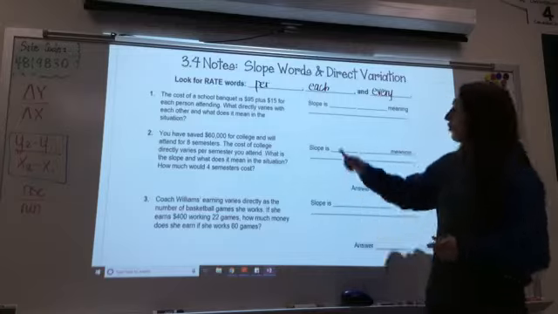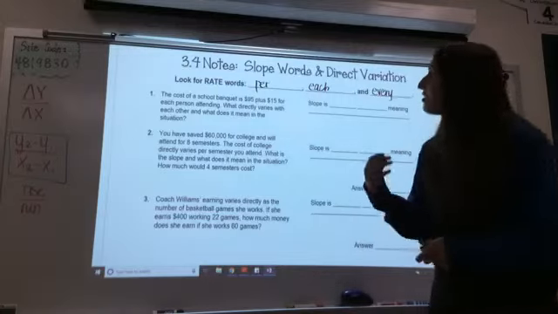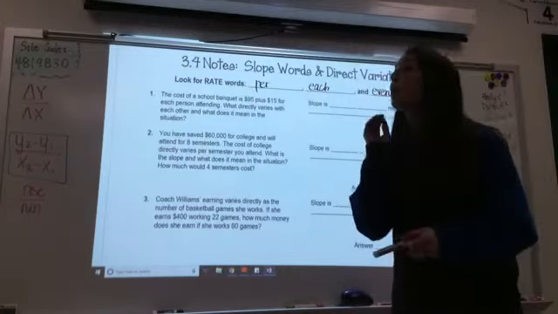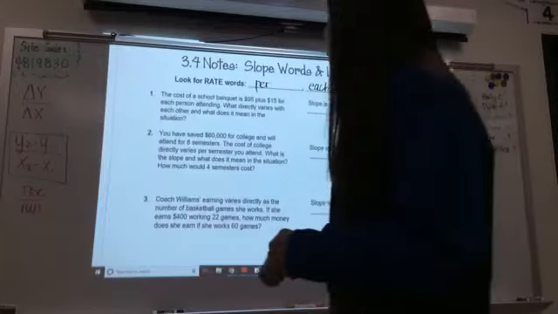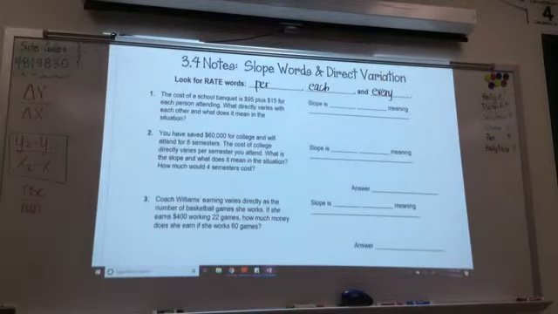Understand? So looking at this problem, the cost of a school banquet is $95 plus $15 for each person attending. What directly varies with each other, and what does it mean in the situation? Now again, what did I say direct variation means?